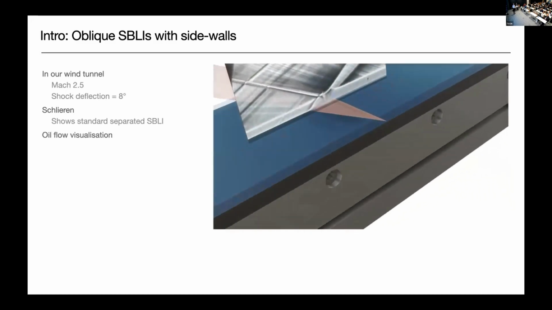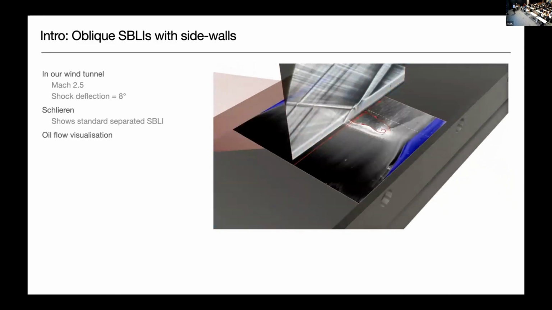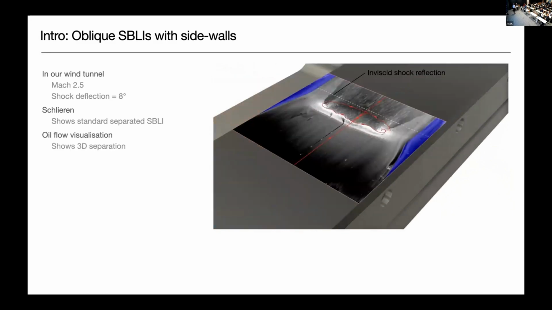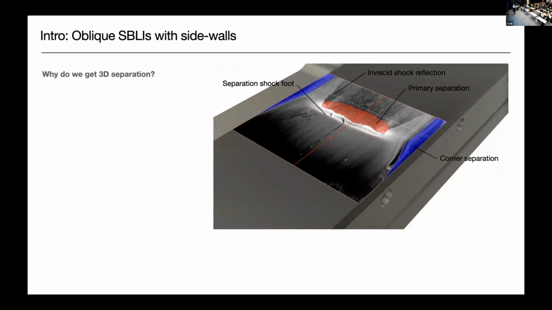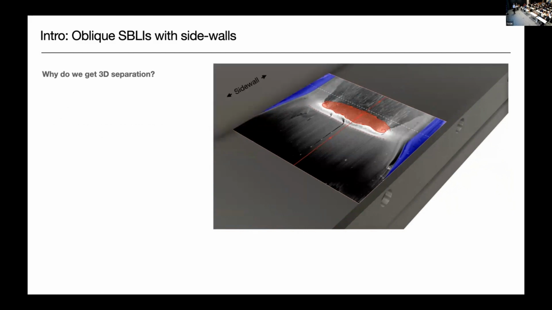Let's look at an oil flow visualization. So we get this three-dimensional separation where we have this primary separation in the center, and we have separations in the streamwise corners of the tunnel. Okay, so why do we get this three-dimensional separation? Well, it's related to the presence of the sidewalls.